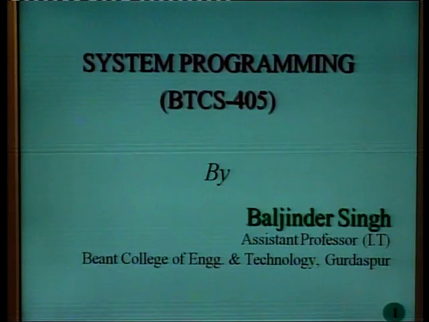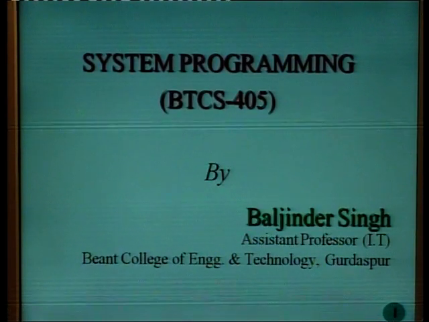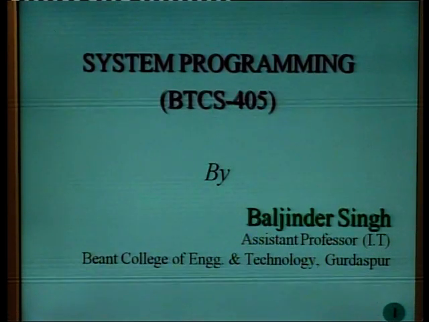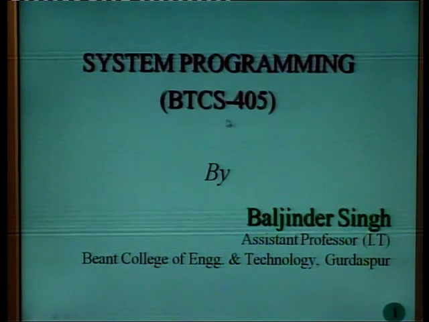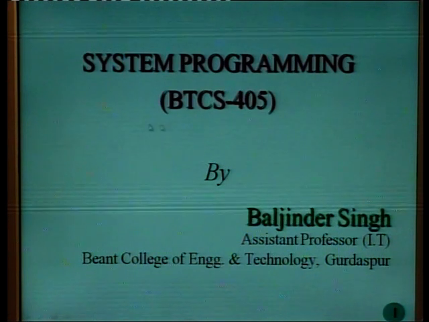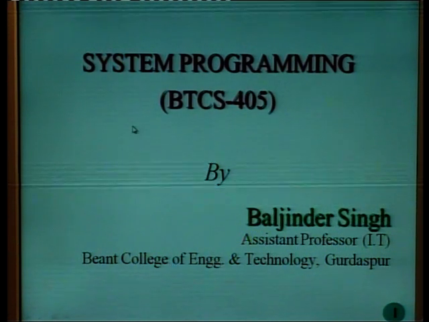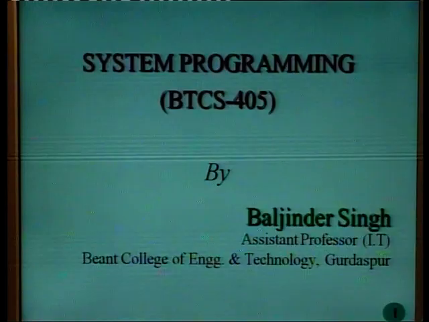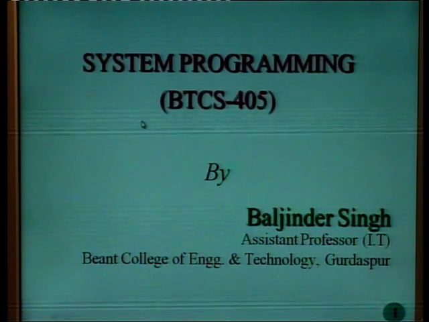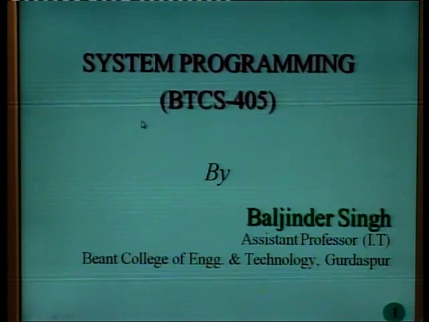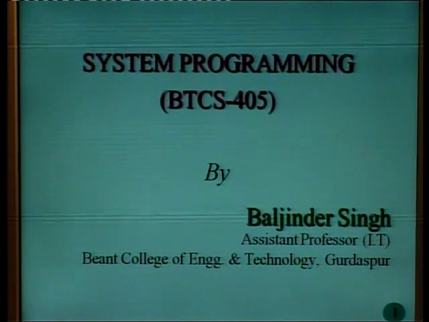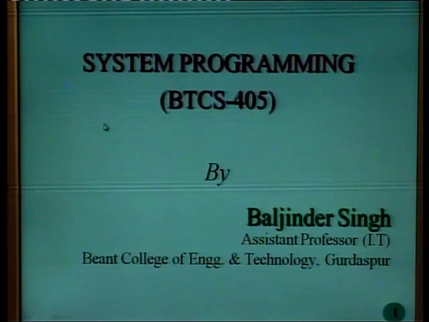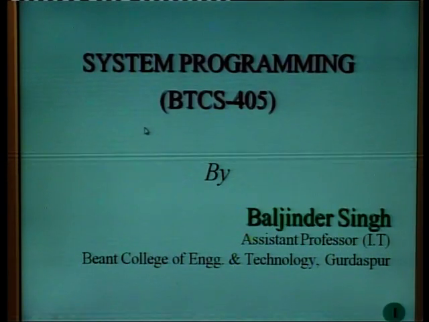So this course is, as per the PTU curriculum, taught in the fourth semester to the streams of the Information Technology and Computer Science departments. System programming is about the various system software that assist the user to interact with the hardware of the computer system.